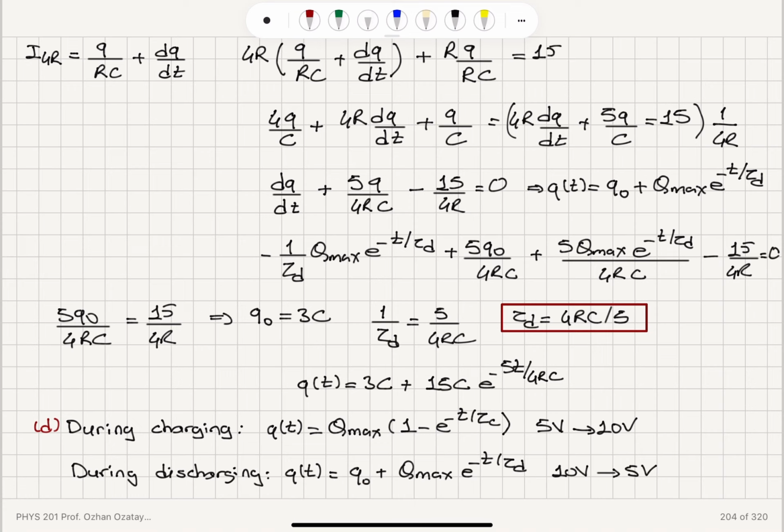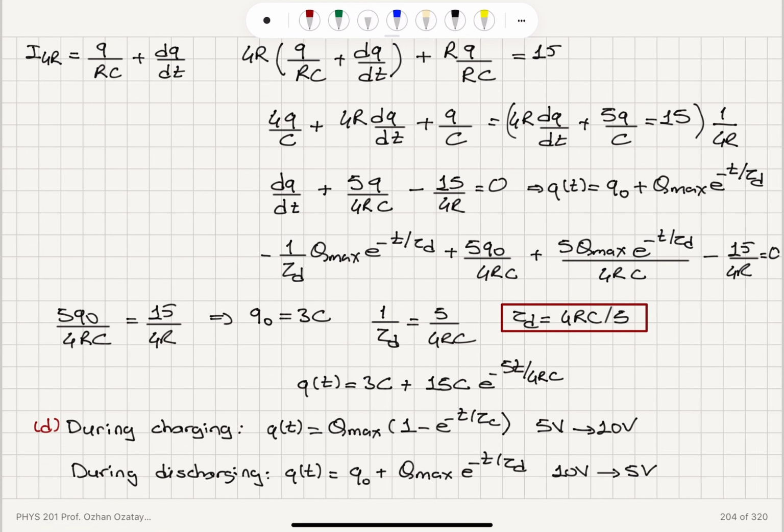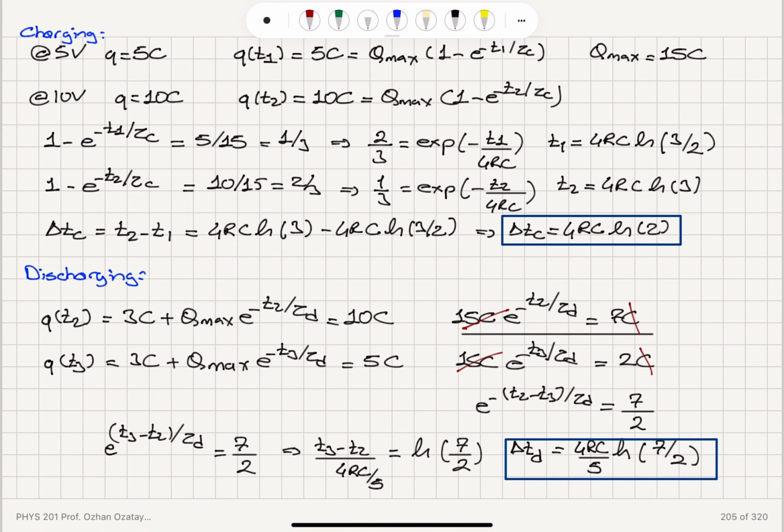Okay, so I start at 5 volts, I reach 10 volts during the charging process. So 5 volts, the charge is 5C. At 10 volts, the charge will be 10C. If I write down 5C for t is equal to t1 and 10C for the charge at t is equal to t2, I find that the time that passes is 4RC natural logarithm 2, that's t2 minus t1.